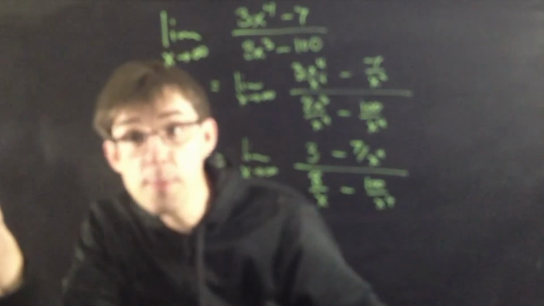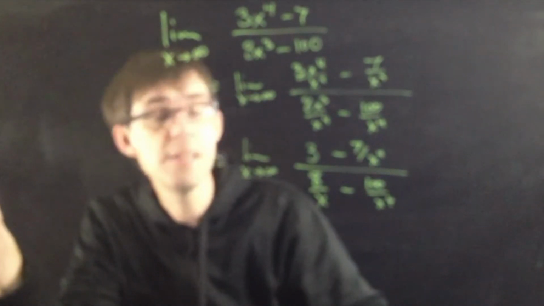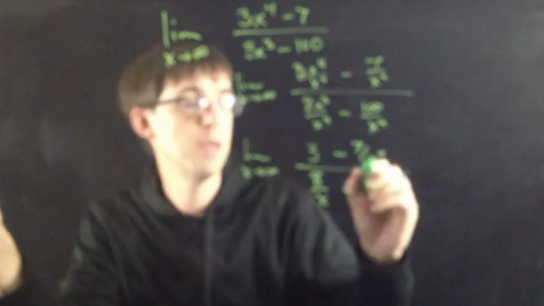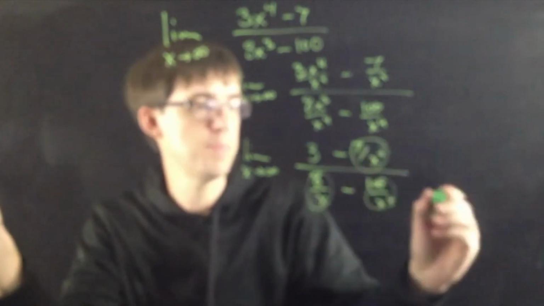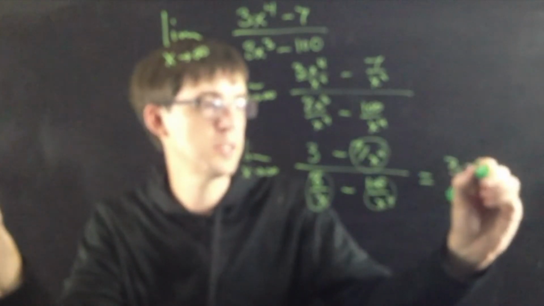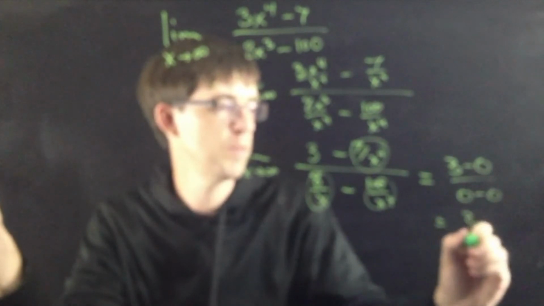All right, what happens when I take the limit of these guys? Again, taking the limit as x goes to infinity, anything which has x's in the bottom is going to become 0. That would be this, this, and this. All right, so all of these things become 0, and the answer just is 3 minus 0 divided by 0 minus 0, which is 3 over 0.